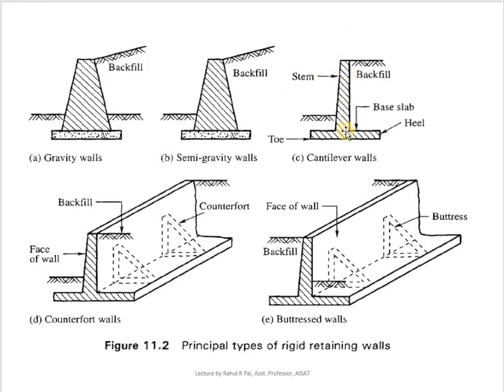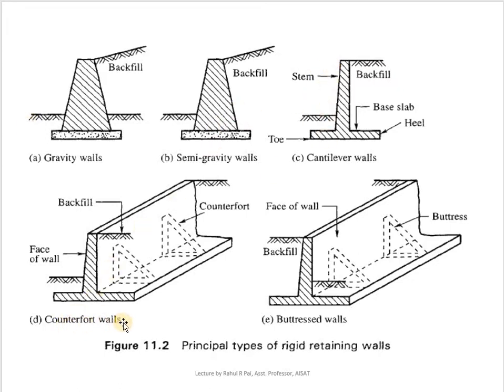Then there is a cantilever wall. In cantilever wall, you have a slab and then you have a stem. So this you call as the base slab, and then this is the stem of a cantilever wall, and this will be the backfill portion, and here it is an open space.